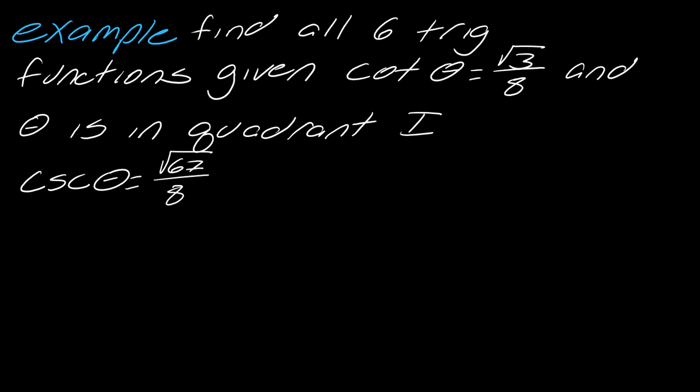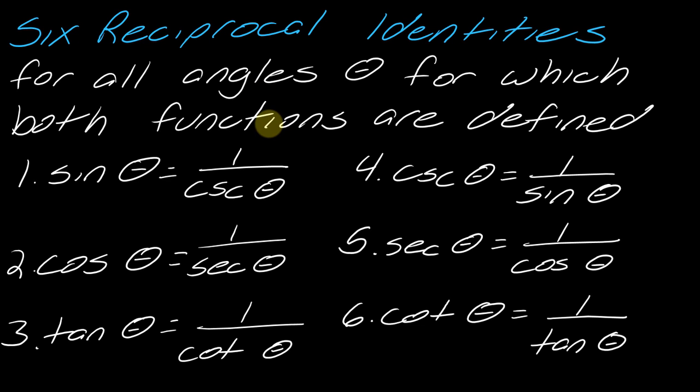I am going to leverage what I know about reciprocal identities. I've talked about this in another video. So I know that I've got cosecant, so that's 1 over sine of theta, and then I've got cotangent, so tangent is 1 over cotangent of theta. So I can play around with this now to help me fill in some more values.